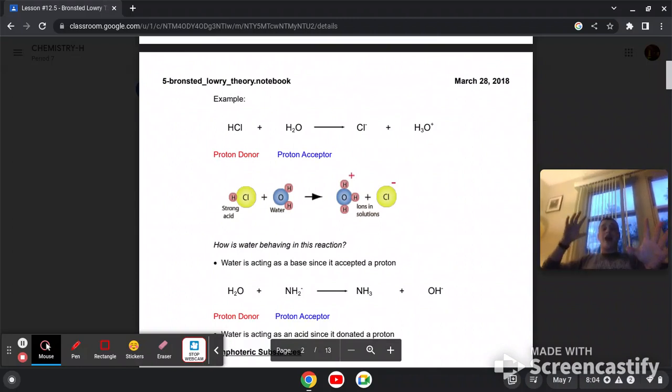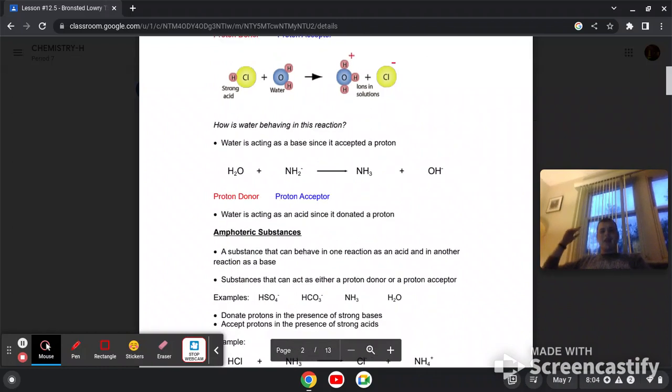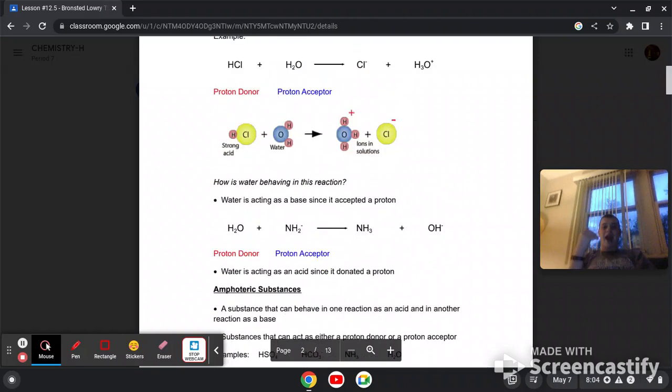So when you have HCl, you have the proton donor. H2O is the proton acceptor, so you have Cl- and H3O+. So water is acting as a base because it accepted the proton. But when you have H2O and NH2-, H2O is the proton donor and NH2- is the proton acceptor, so water is acting as an acid in this case.